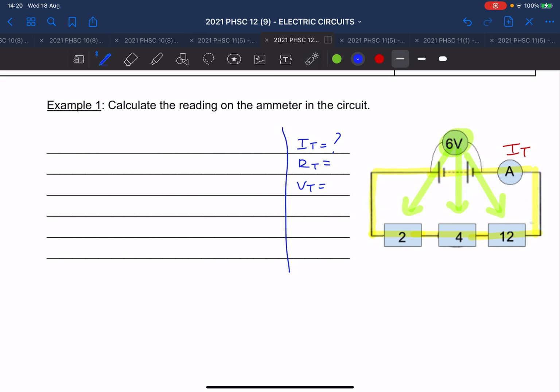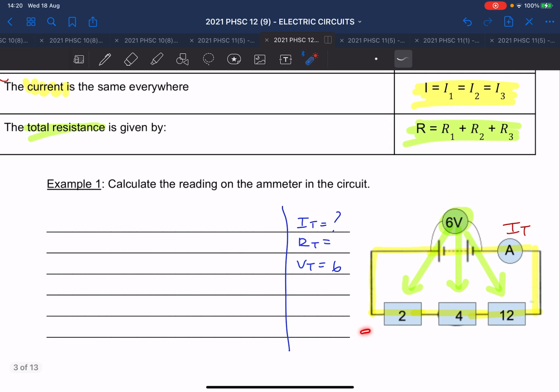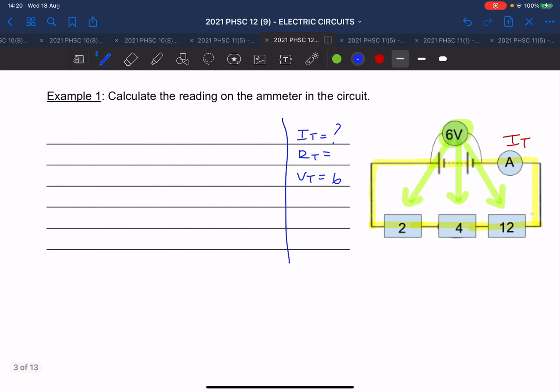The total volts we have at the top there is 6. The total resistance, can I just say 2 plus 4 plus 12? Yes, I can. Why? Because they are in series with one another. If it's in parallel, then it's a whole different story. So I can just say 2 plus 4 plus 12, that gives me 18. You are grade 12 now, you don't need to show how you add the things together.